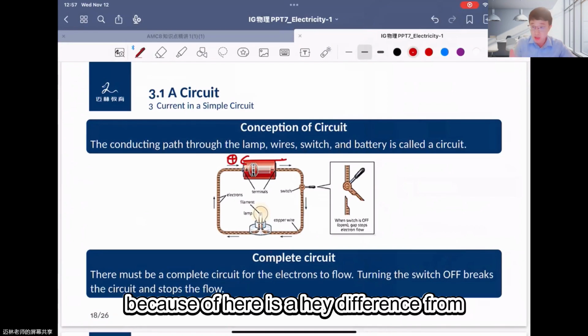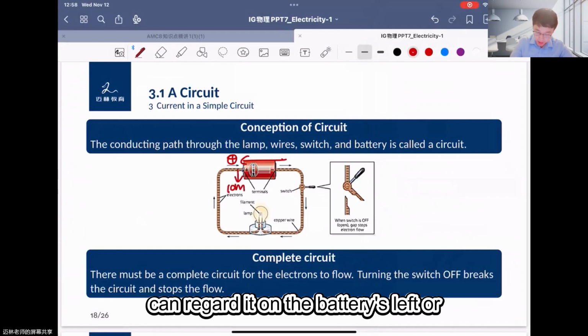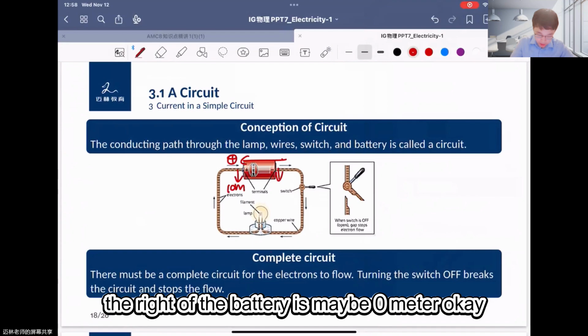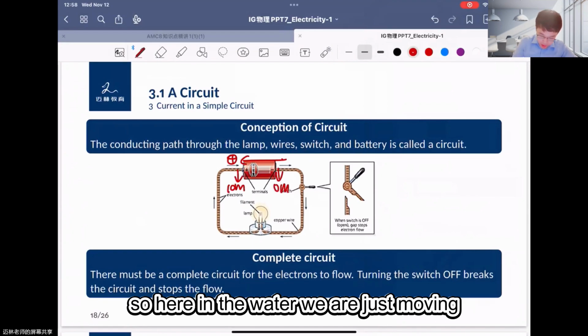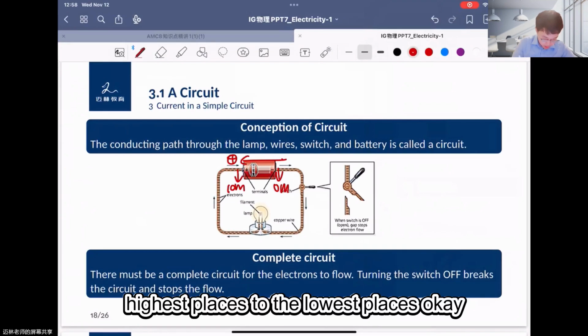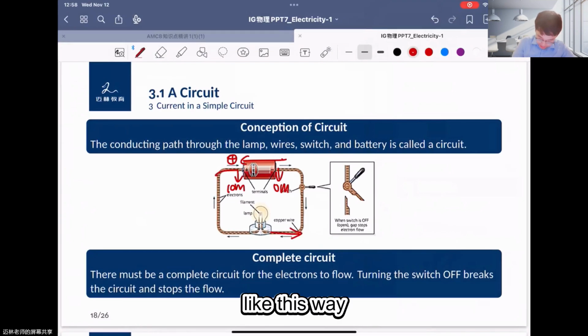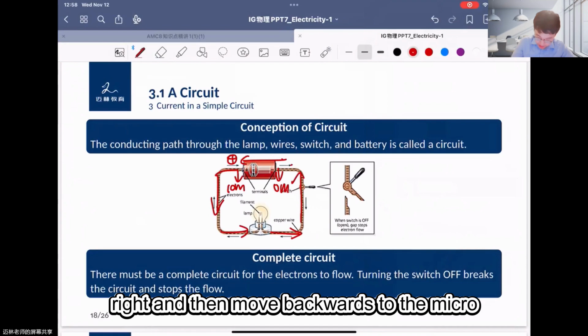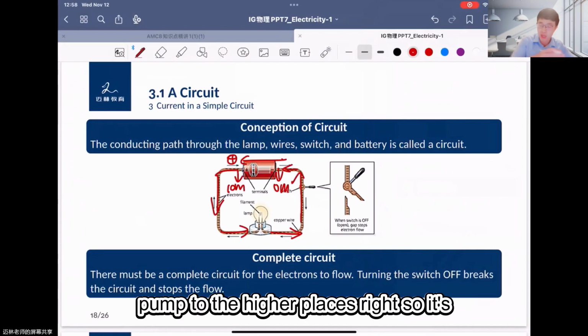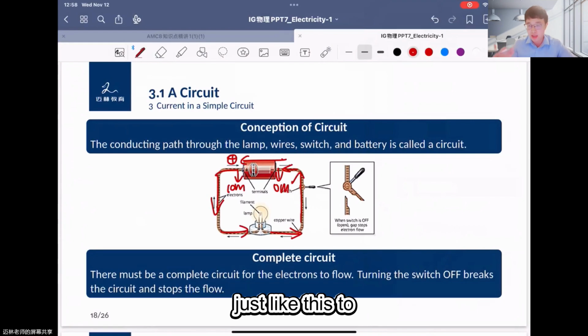Because there is a height difference, maybe the battery's left or positive terminal is 10 meters, and on the right of the battery is maybe 0 meters. So the water will move from the highest place to the lowest place. And then it moves back to the negative terminal, and the water pump pumps it to the higher place again. So it makes a loop.